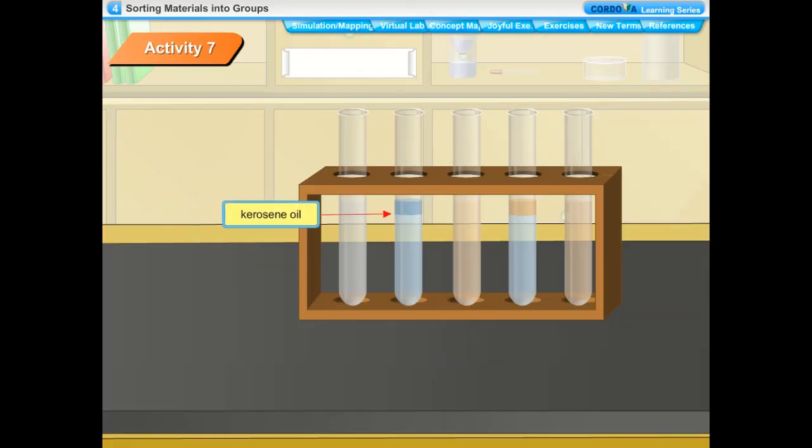We will observe that liquids like kerosene oil and mustard oil do not get mixed with water. They form separate layers. We will see 2 separate layers of water and kerosene oil in the second test tube. Water being heavier forms the lower layer in the test tube, whereas kerosene oil forms the upper layer in the test tube. We say kerosene oil and mustard oil are insoluble in water or immiscible in water.